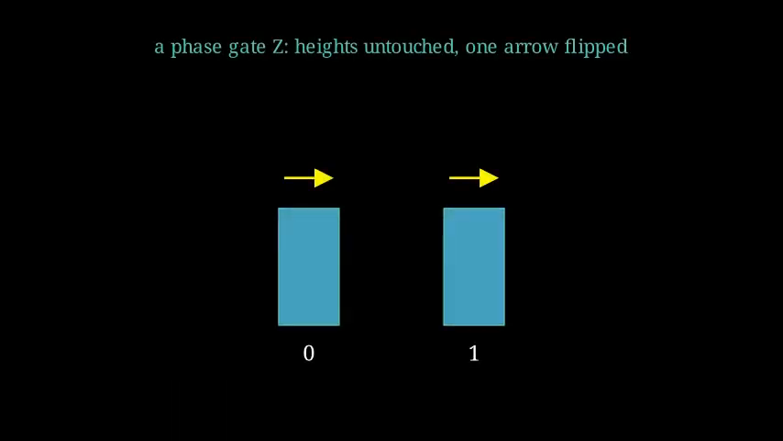Now we do the interesting thing, and I want you to keep your eye on the arrows. Into that balanced state, we drop a single phase gate, the one we call Z. It does not touch the heights at all. It reaches under the second bar, the one labeled 1, and it flips that bar's arrow to point the opposite way. Watch it turn. Look at the 2 bars now, the same heights as before, but their arrows are opposed. The picture looks almost unchanged, and if you measured right here, the odds would still be 50-50, exactly as before.